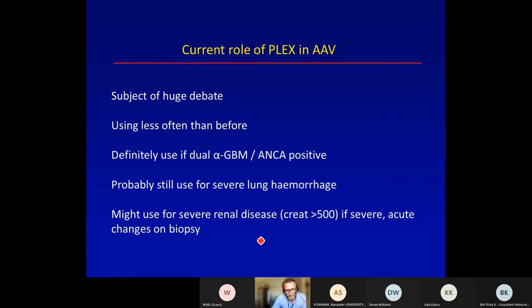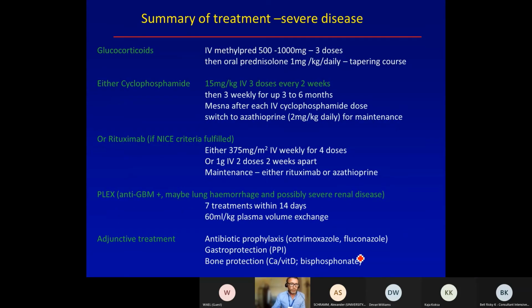We might also use it still for patients with severe renal disease, certainly if the creatinine is above 500 and if on biopsy they've got severe but very fresh acute changes. If there are more chronic changes, then that risk-benefit balance probably changes a little bit. So just to summarise the treatment, all patients will get glucocorticoids. Patients will either get cyclophosphamide or rituximab. Plasma exchange, definitely if you've got anti-GBM positivity as well, possibly with lung hemorrhage, and very possibly with severe renal disease.